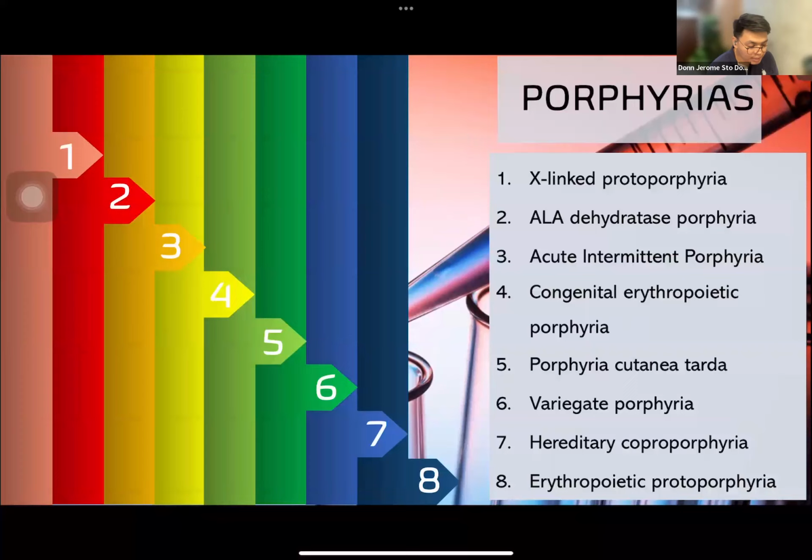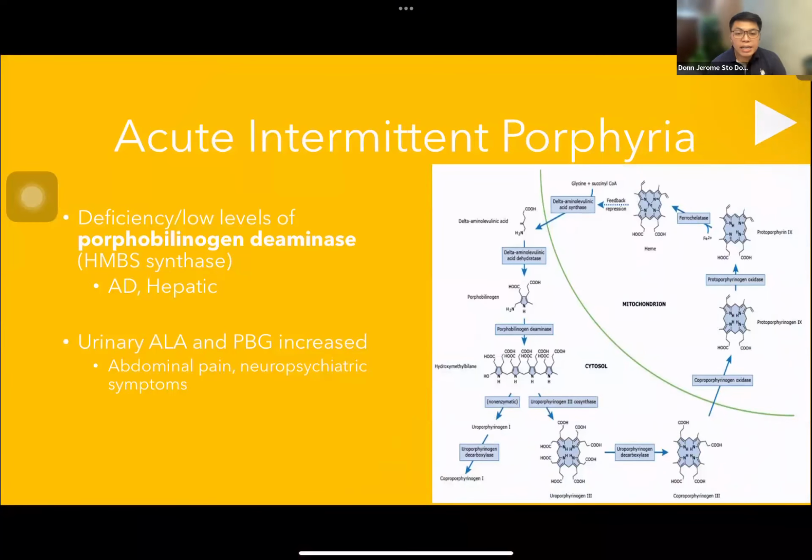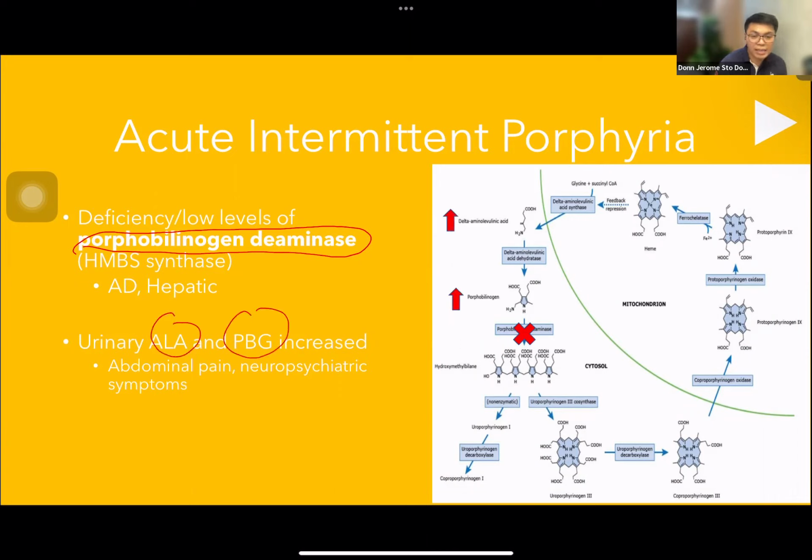Okay. Next is acute intermittent porphyria. In acute intermittent porphyria, the problem is your porphobilinogen deaminase. This is an autosomal dominant disorder, primarily affecting the liver. What would happen here is that you will have elevation of your ALA and PBG. And sabi nga natin, pag ALA and PBG ang mag-elevate, what's the manifestation? Neurovisceral or cutaneous? Neurovisceral. Okay. So you have abdominal pain, neuropsychiatric symptoms.